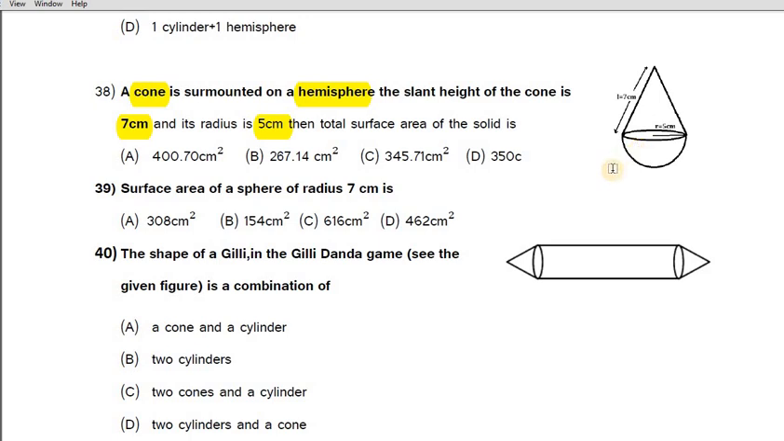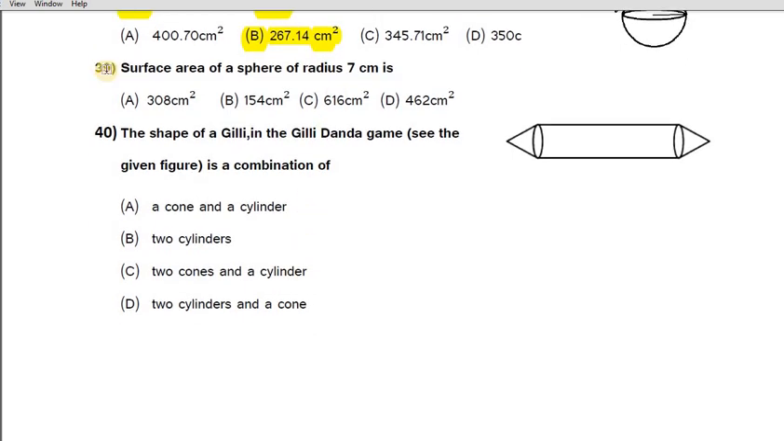So use the formula of CSA of cone. CSA of cone finding formula is pi r L, and CSA of hemisphere finding formula is 2 pi r square. So find the answer of those two things and you will get the answer, that is option B, 267.14 centimeter square. Next, surface area of a sphere of radius 6 centimeter. So direct question, radius is given and we need to find the surface area of the sphere. Surface area of sphere finding formula is 4 pi r square. So we get option C is correct, 616 centimeter square.